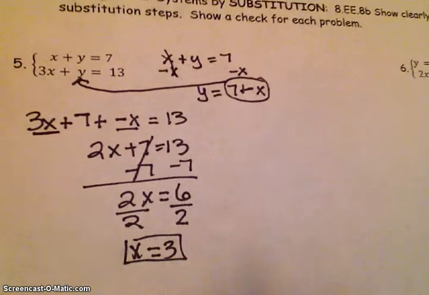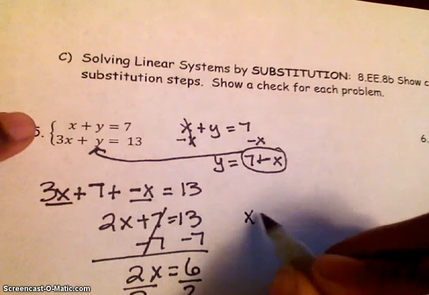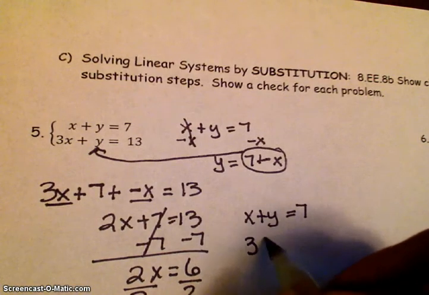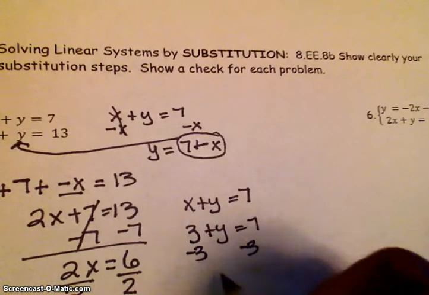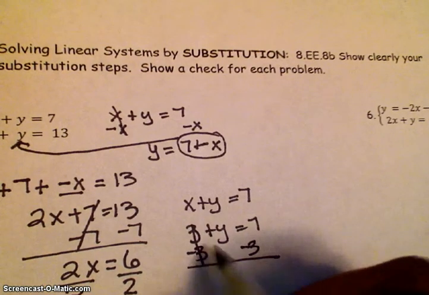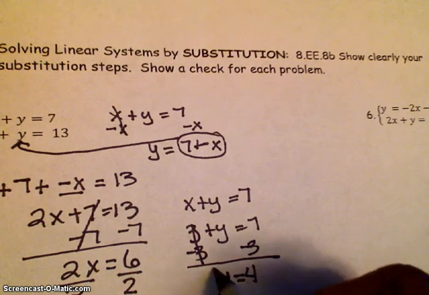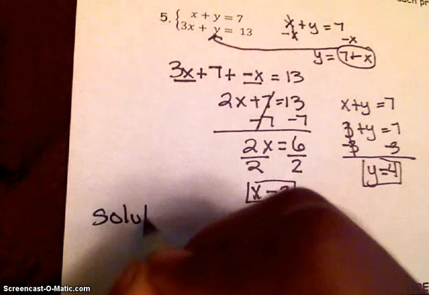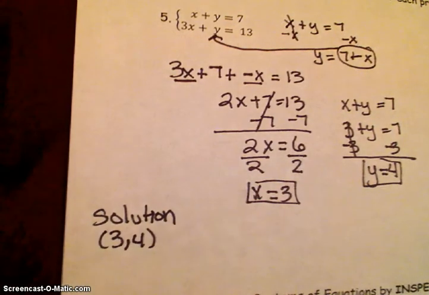Once I know what x equals, I can go back to my original equations and choose one of them. I'm going to choose the simplest one, x plus y equals 7. I now know what x equals, 3. So 3 plus y equals 7. I'm going to subtract 3 from both sides. 3 minus 3 is 0. 0 plus y is y equals 7 minus 3 is 4. So I have my solution: 3, 4. But I want to check to make sure I did it correctly.